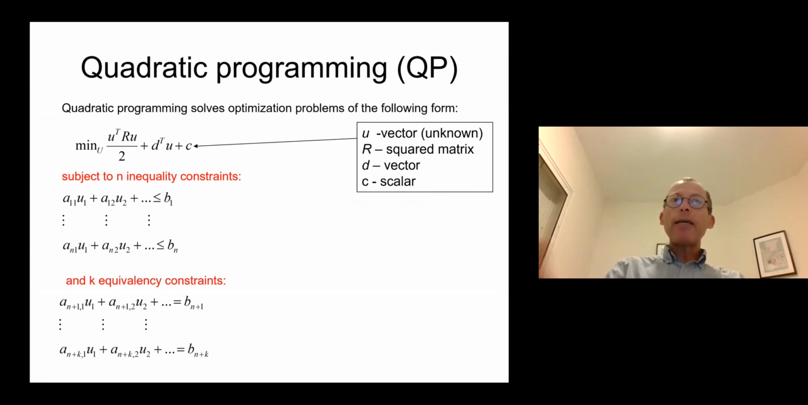R is the identity. What is D in support vector machine? Yeah. So D, again, we don't have a linear term in support vector machine. We are just trying to optimize the quadratic term. So D in our case is a 0 vector. So basically the minimization is a quadratic minimization.